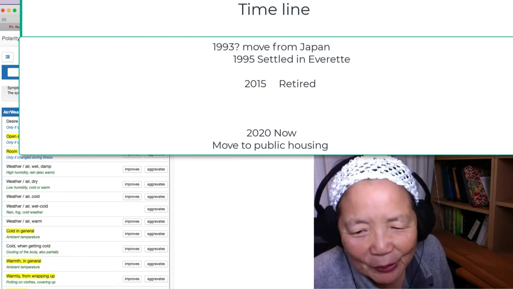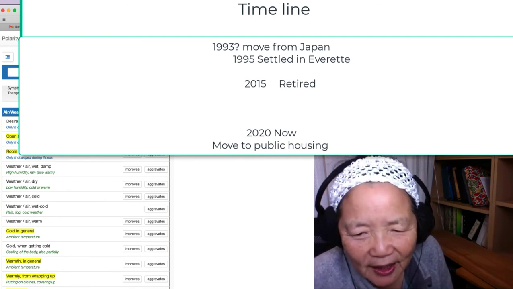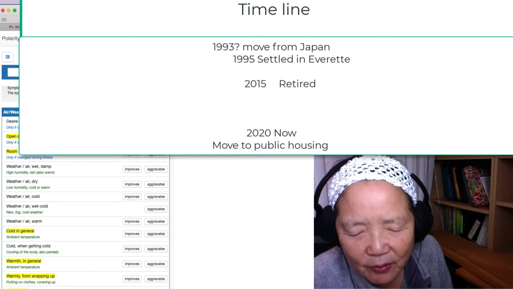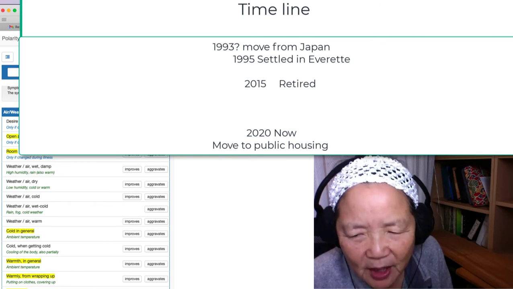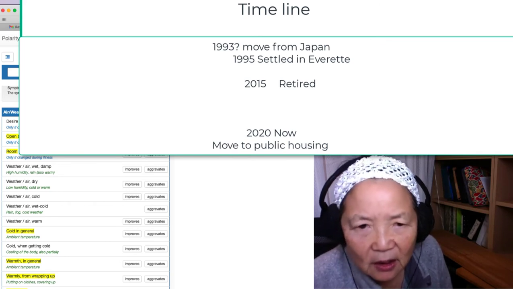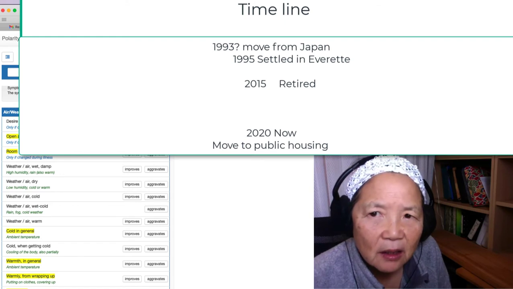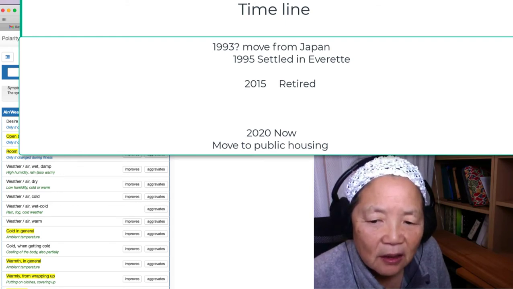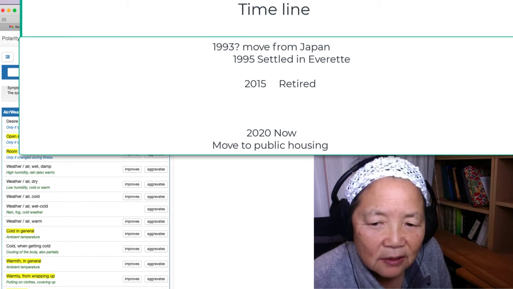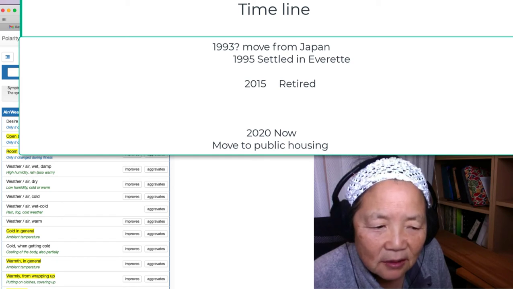Okay, so we go back a while, and then you started having these rheumatic arthritis problems. How long was that ago? Oh, jeepers. That was before I retired. I retired in 2015. So it must have been maybe 2 or 3 years before that.